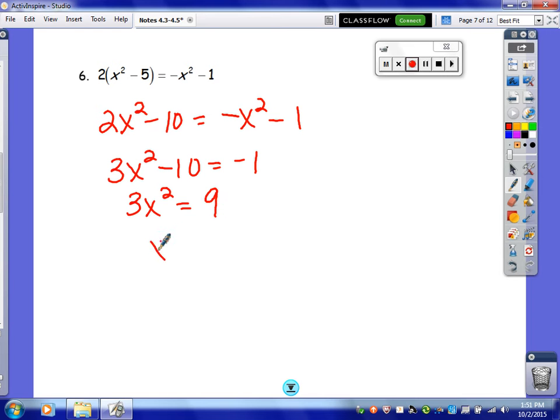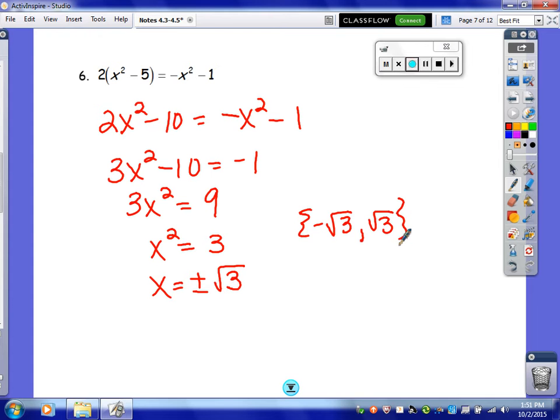Divide by 3, so I get 3. So now I'm going to square root both sides, so x is equal to plus or minus the square root of 3. And that's as simple as I can get it. So my 2 answers are negative square root of 3 and positive square root of 3. And here again, I will talk about how to check this in class. But you can plug these back in and also check.